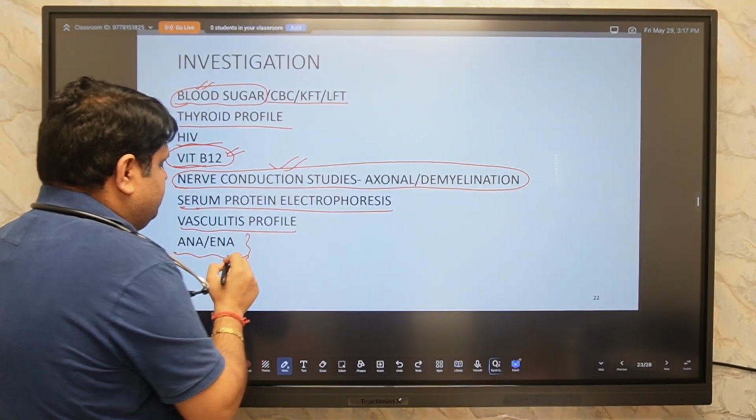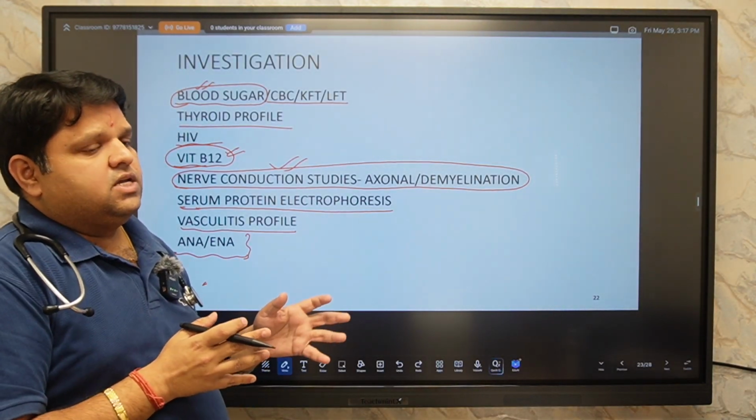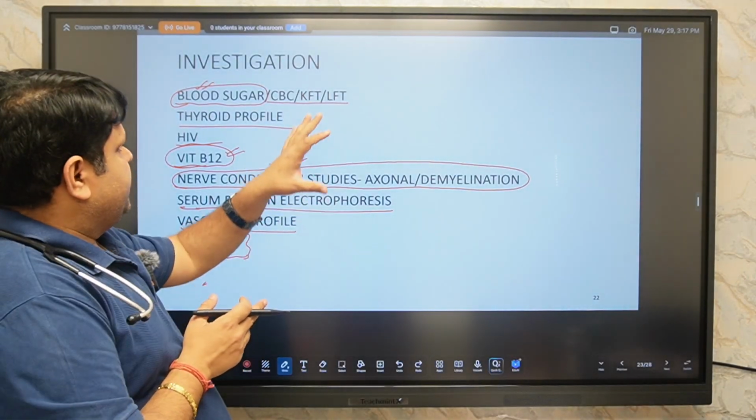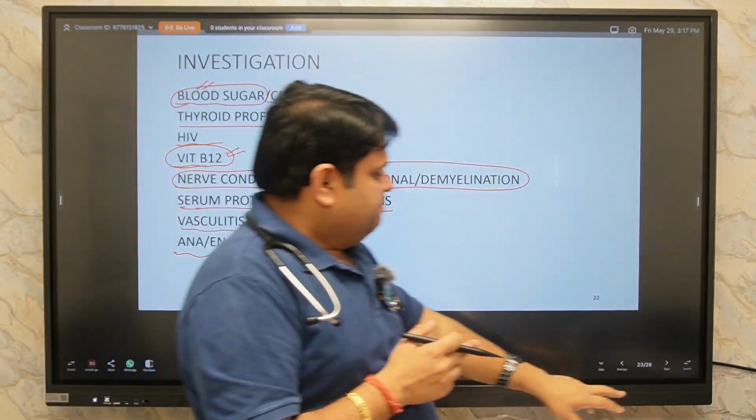ANA profile for vasculitis or the autoimmune causes. In case of specific causes, like GBS, we may go for antibody testing. So these are the specific tests, and the basic test is the routine profile, and nerve conduction study is the main investigation of choice.